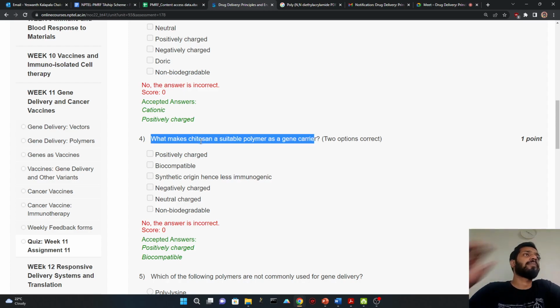What's your doubt? The options read: positively charged, biocompatible, synthetic origin hence less immunogenic, negatively charged, neutral charged, or non-biodegradable. So chitosan, the main reason it's suitable as a gene carrier is because it's positively charged, and also it's biocompatible, because it's not something that's synthetic. It's a naturally occurring polymer, and it's biocompatible. It does not cause toxicity to mammalian systems. Okay, sir. Thank you, sir.